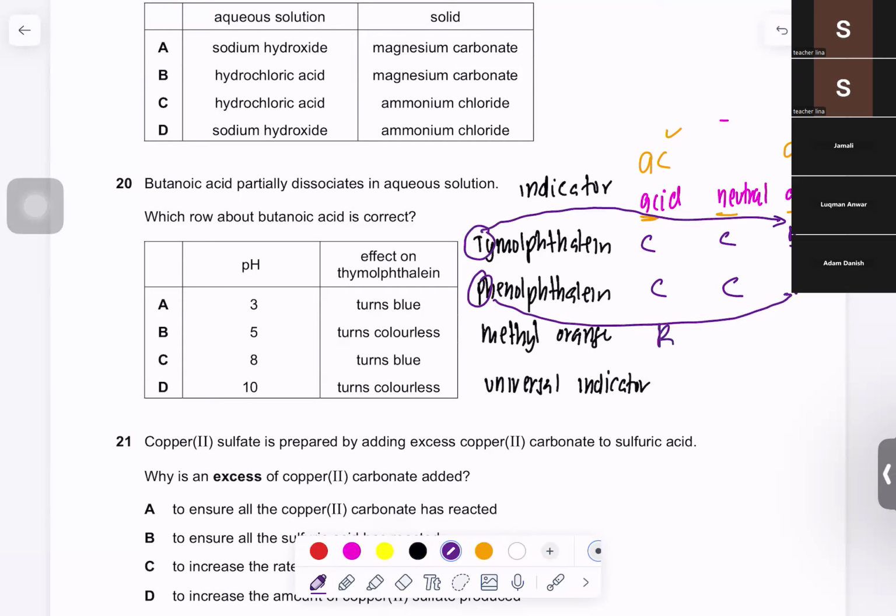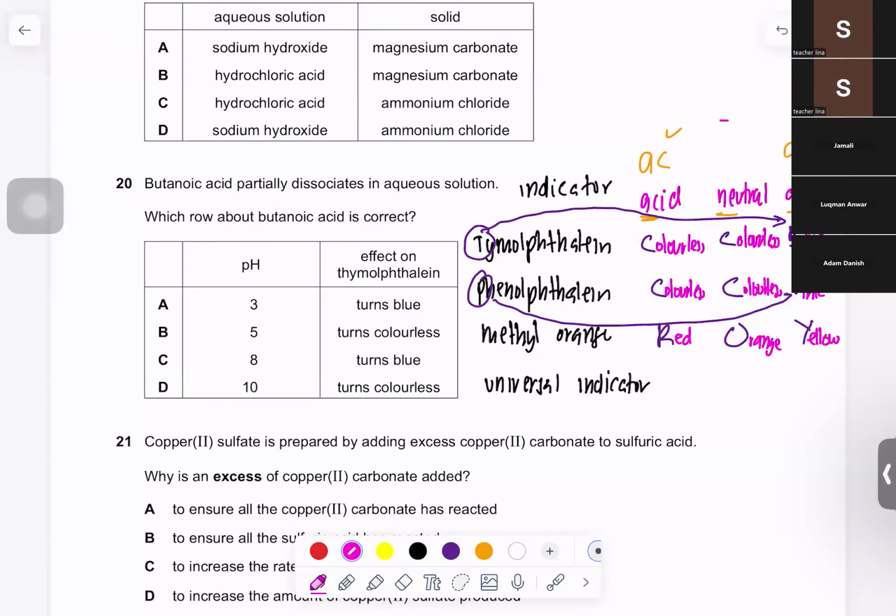Methyl orange, Roy. Universal indicator dia banyak colour. Sekejap lagi teacher scan. Dia tak boleh masuk dalam ni. Sebab dia strong acid colour lain, weak acid colour lain. Okay. Right. So kita ambil dulu. So then is colourless, blue. Colorless, colorless, pink. Red, orange, yellow.